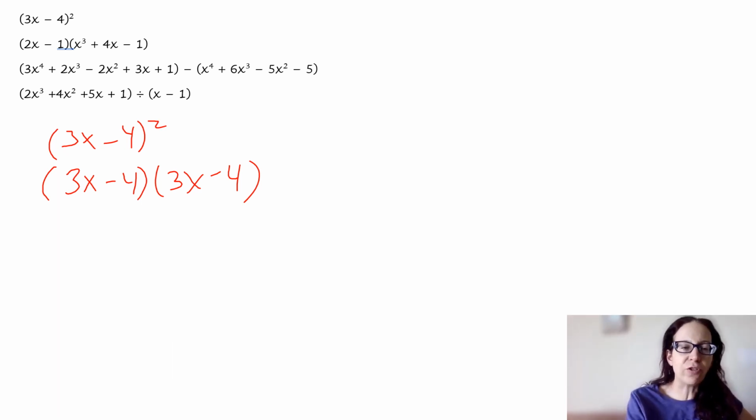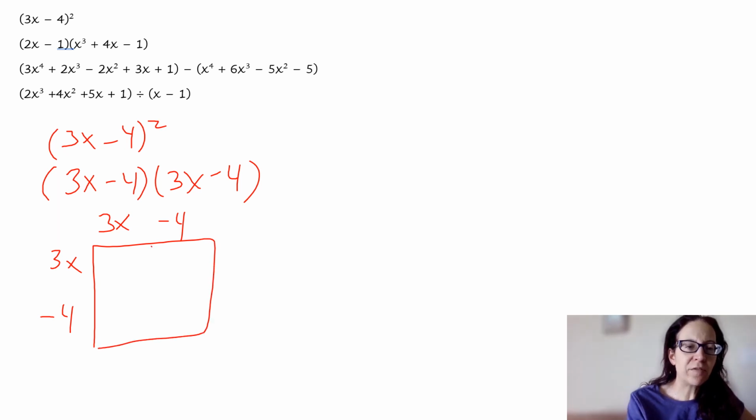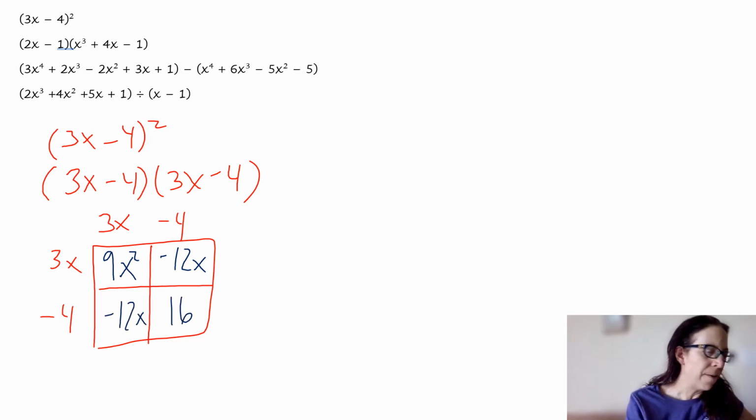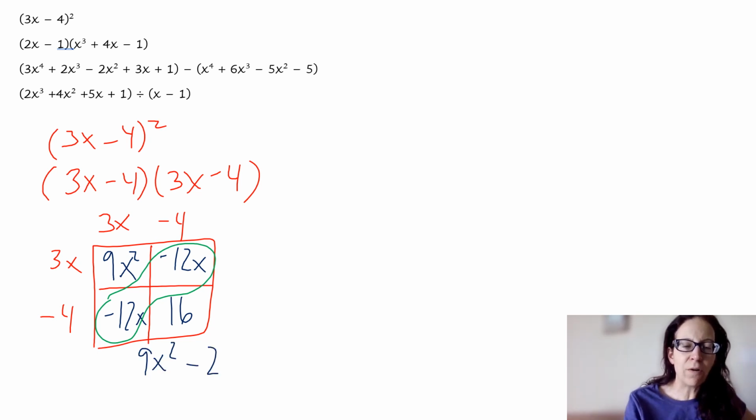You may FOIL this, just use your distribution. In my class, we have been doing the area model, and so I'm going to set that up as an area model so that I'm being consistent. 3 times 3 is 9. X times x is x squared. This is negative 12x. This is another negative 12x. And then this would be positive 16. And then you would need to add all of them up. As we love it when it happens, the like terms are on the diagonal. And so my final answer would be 9x squared, negative 12 plus negative 12 is negative 24x, plus 16.